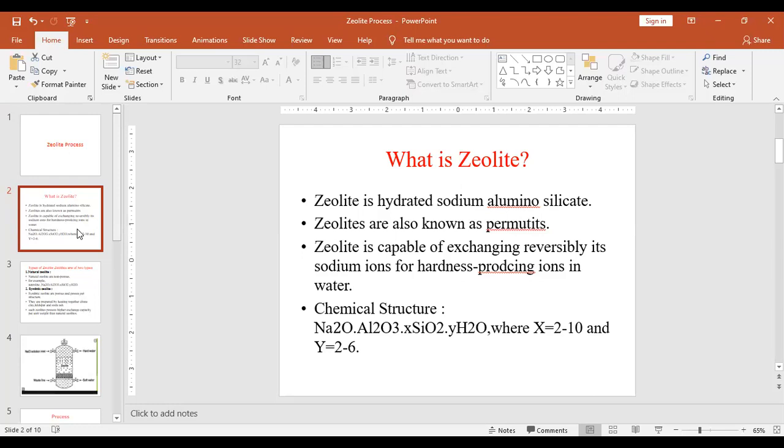So the chemical structure of zeolite is Na2O, Al2O3, xSiO2, yH2O, where x is equal to 2 to 10 and y is equal to 2 to 6. In that much detail you need not go. You simply remember that Na2O, Al2O3, SiO2, H2O is the formula of zeolite. Please note down. हा X, Y, Z काही लिहायची गरज नाही, फक्त तेवढंच लिहा. Na2O, Al2O3, SiO2, H2O. Please note down what is zeolite.